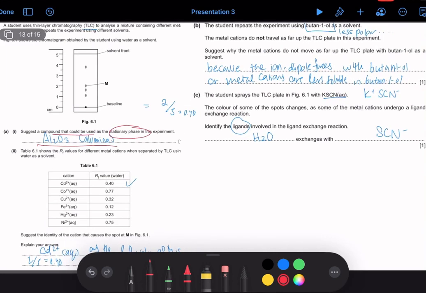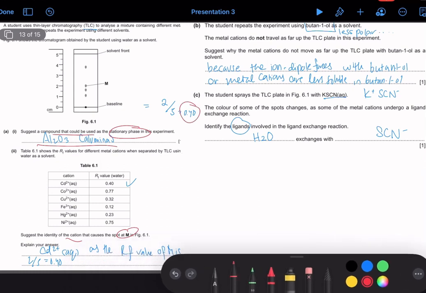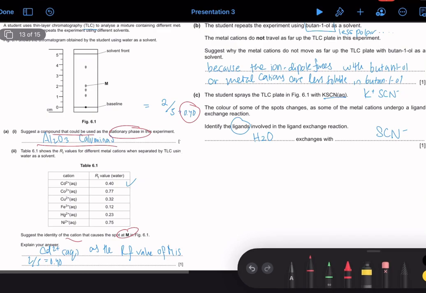Alright, suggest the identity of the cation that causes the spot at M. So we can find the Rf value by using the distance traveled by your M over the distance traveled by the solvent. So 2/5, 0.4, that directly aligns with Cd2+.